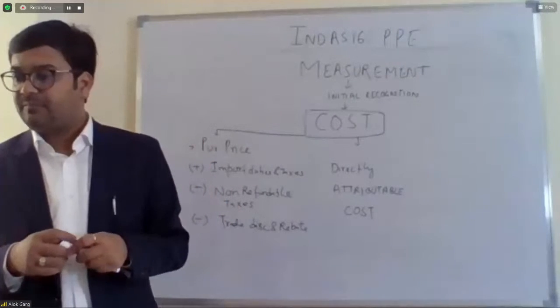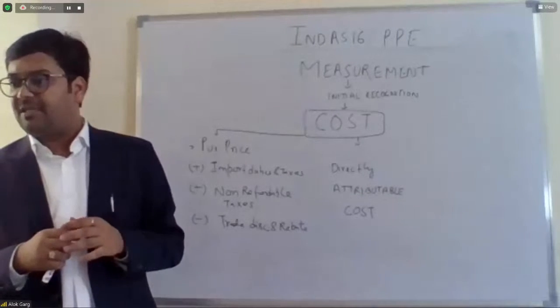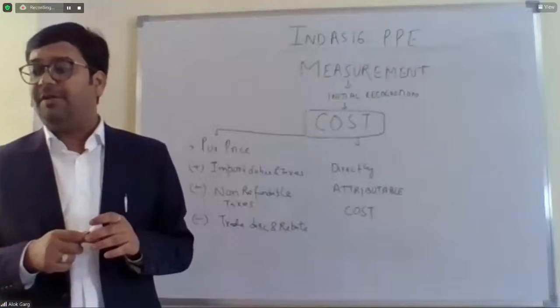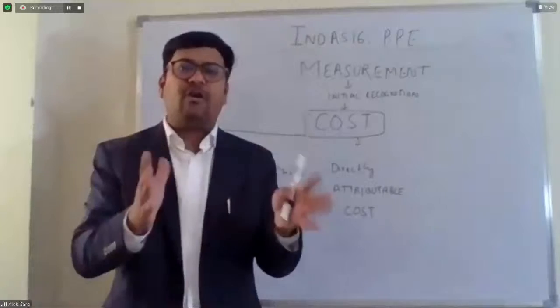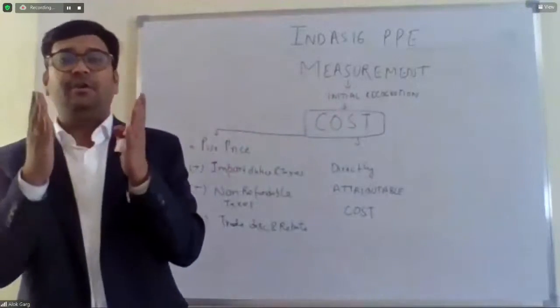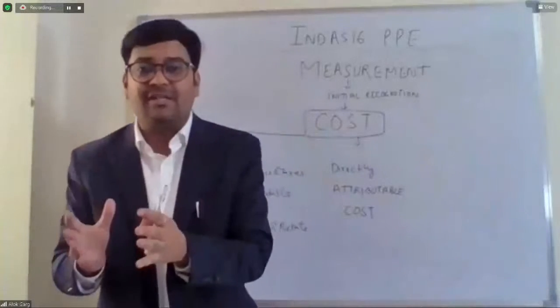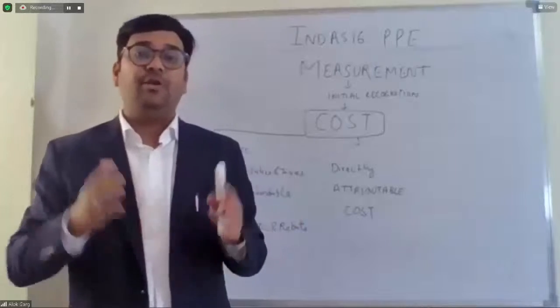Okay. So Ambika is saying cost of transportation of asset. Pujita is saying transport labor needed to get the PPE to the location. Yes. So any cost which is required for getting the asset into the condition and location necessary as intended by the management.